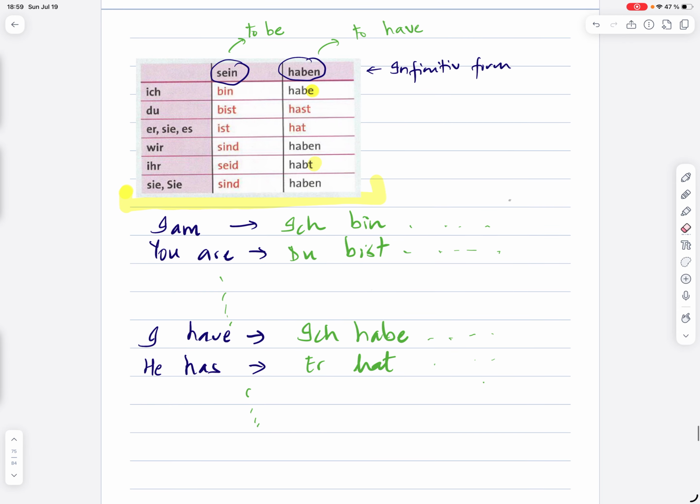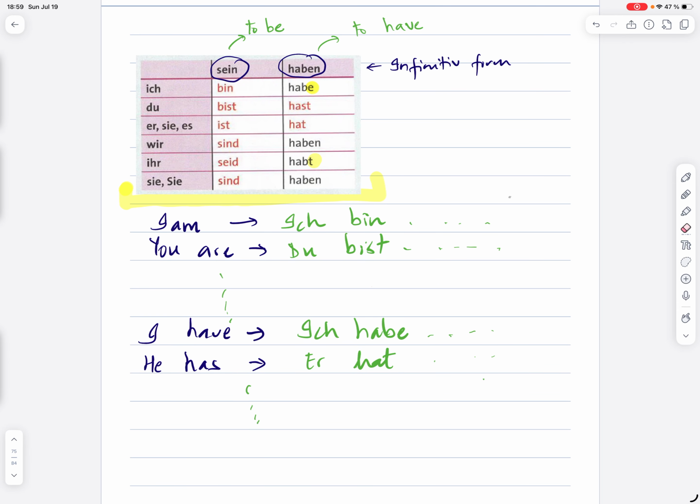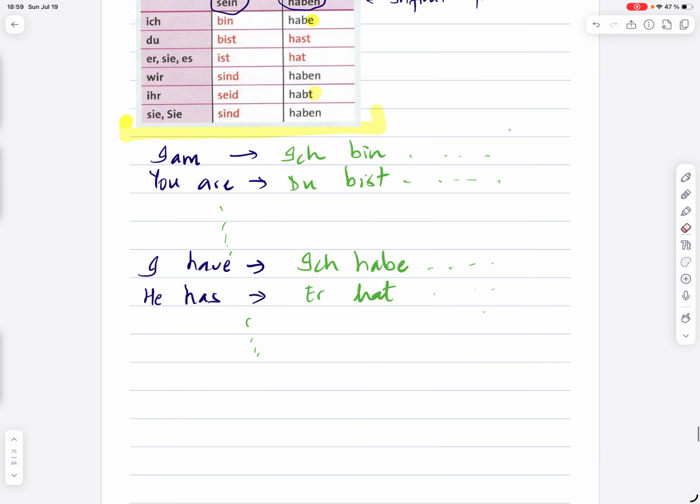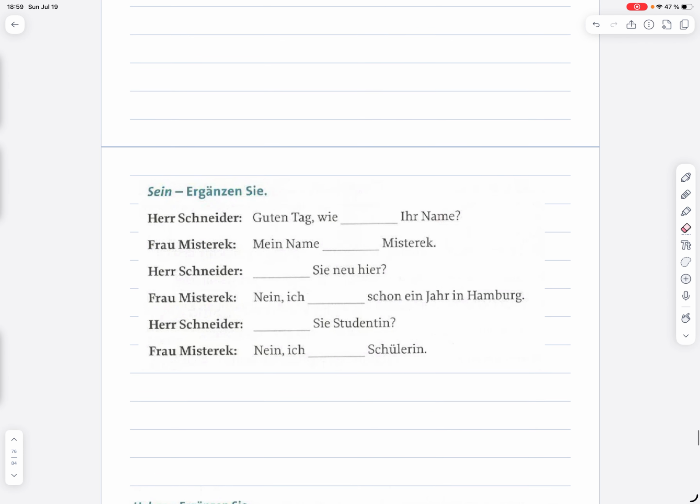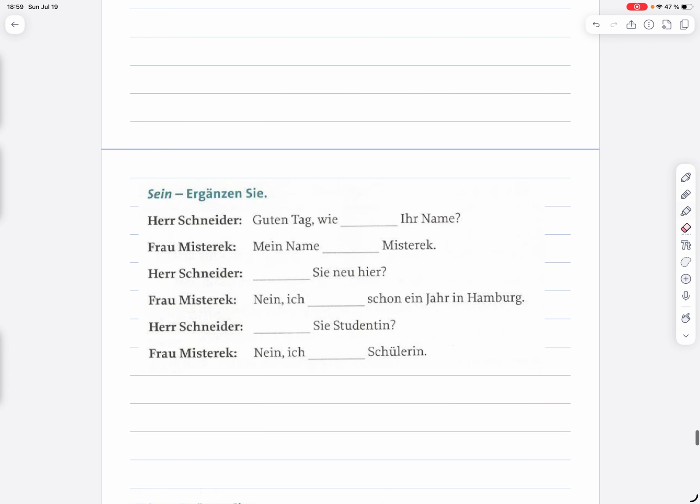So now we can look at some examples and try to see how they fit in different sentences, right? So let's start with something for Sein. Here's the example. For the Sein verb we have to conjugate, "Ergänzen Sie", and then we will read the sentence and try to conjugate which form of Sein will be there.